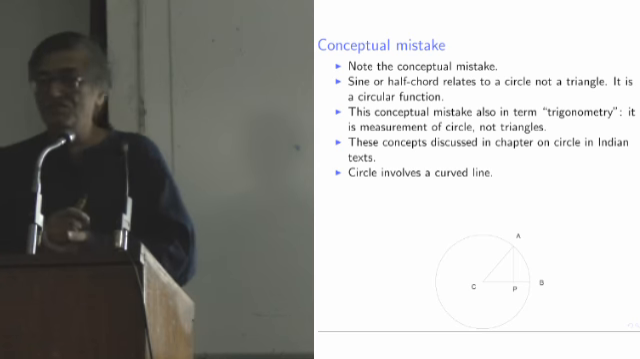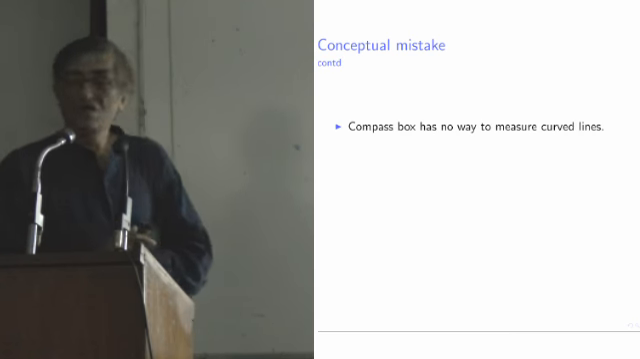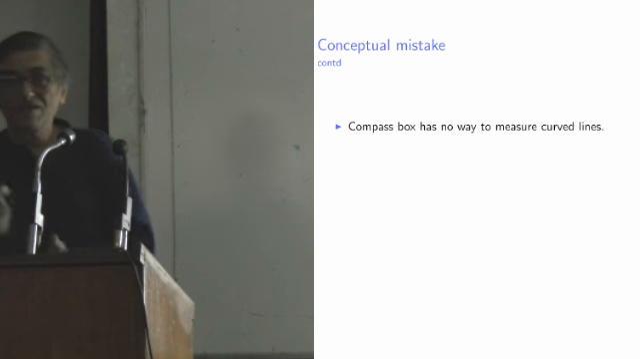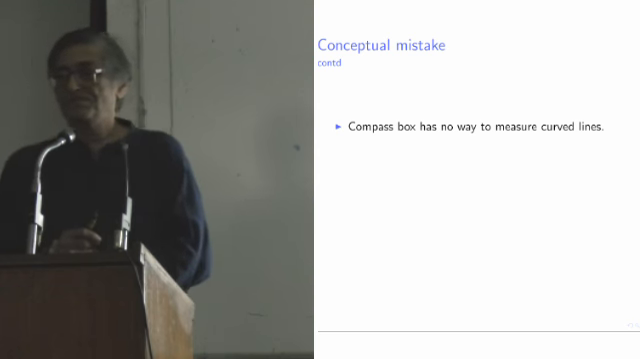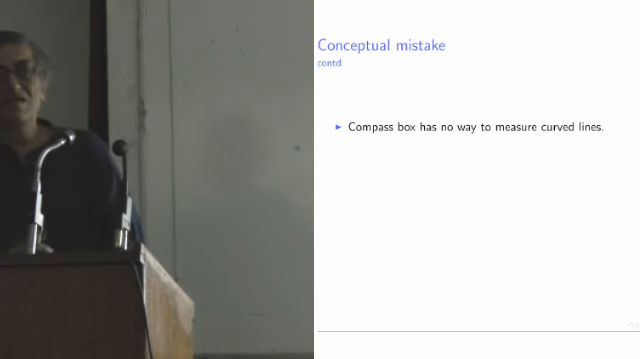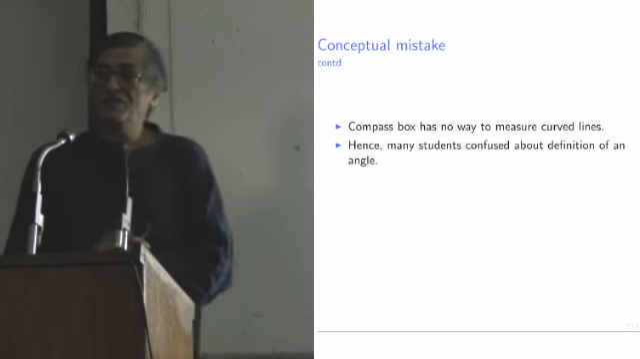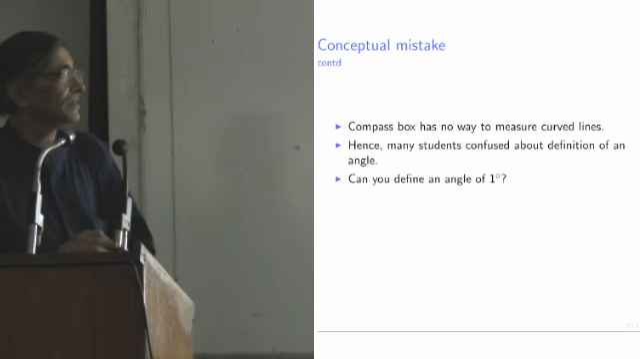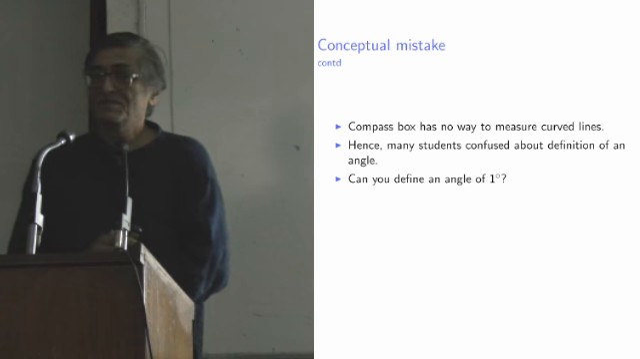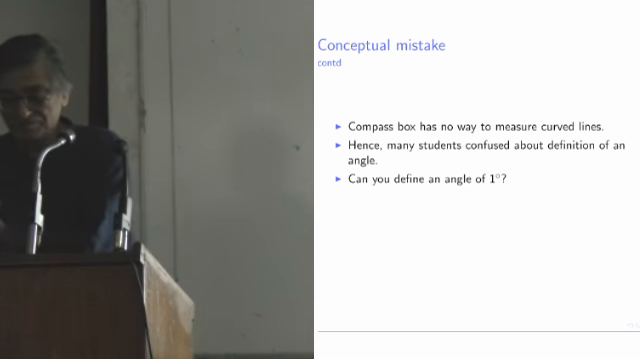And how do you learn geometry today? You learn it using a compass box. Does it have any instrument to measure curved lines? Doesn't have. People get conceptually confused even by simple things like the notion of an angle. How do you define an angle? Please tell me. It's a good question, a very elementary mathematical question. What is an angle?